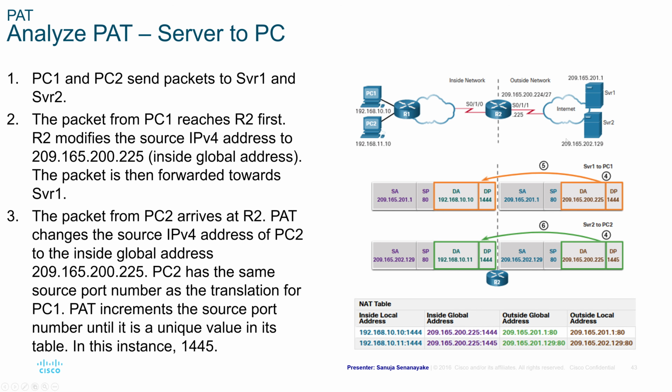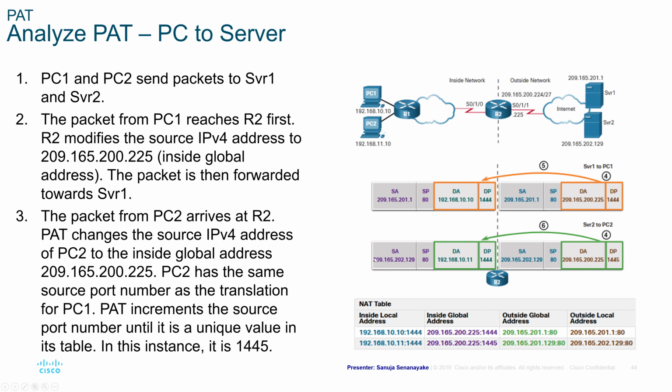One thing you should notice, as I mentioned, because now we are using both the IP address and the port number, PAT has the ability to modify both layer 3 and layer 4. In other words, it can modify the IP address as well as the port number, and it is displayed clearly on the right hand side of your screen right here.